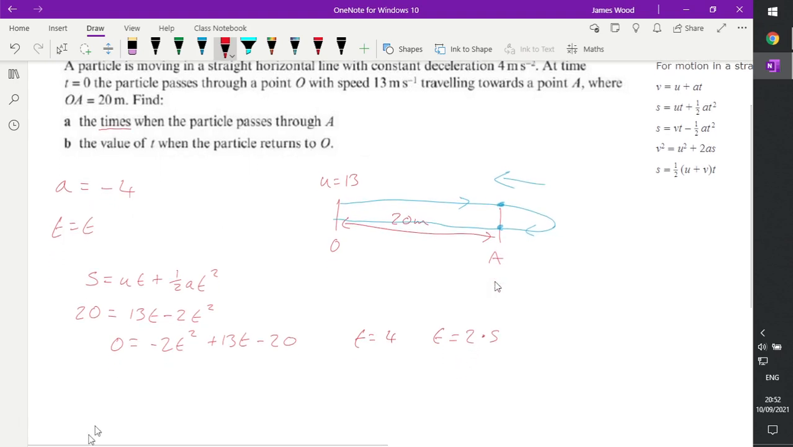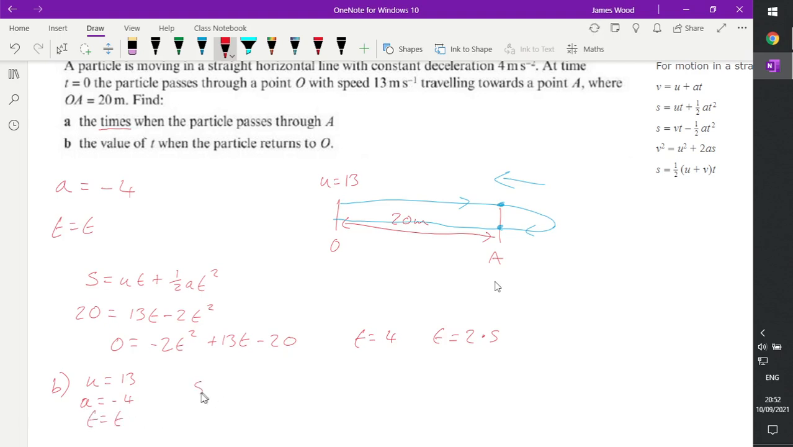Now the second question, find the value of t when it returns to O. Well, let's keep the other variables the same. So u was 13, a was minus 4. We want to find t.